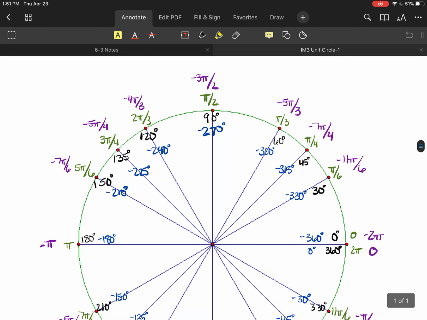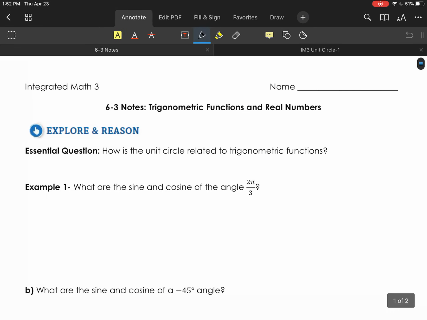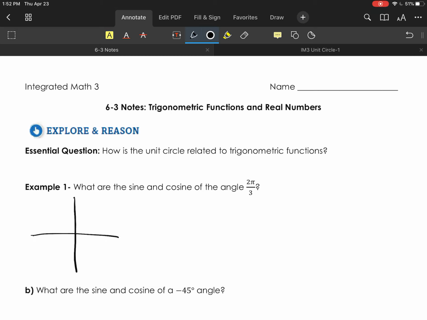So 2 pi over 3, if I look at my unit circle and I find 2 pi over 3, that's this angle, right? So it's about 120 degrees. You can switch back and forth between radians and degrees, and it's no problem. It won't impede your ability at all. So I know that the angle is about 120 degrees. I'm going to sketch that back on the notes.